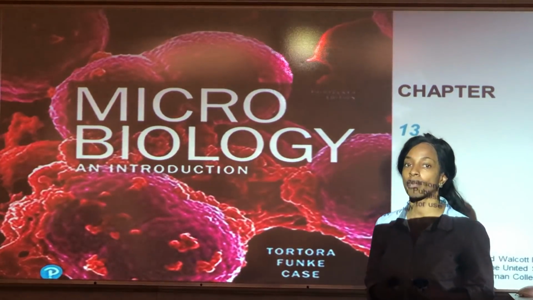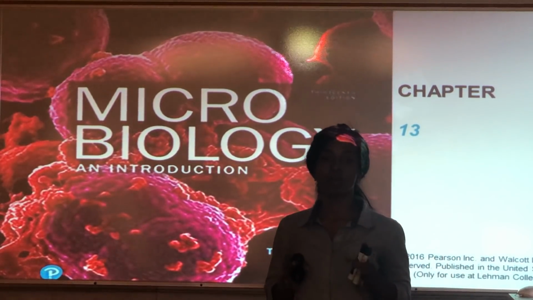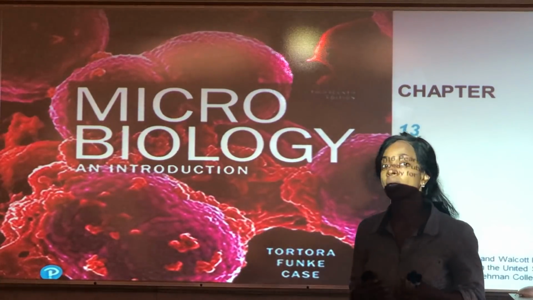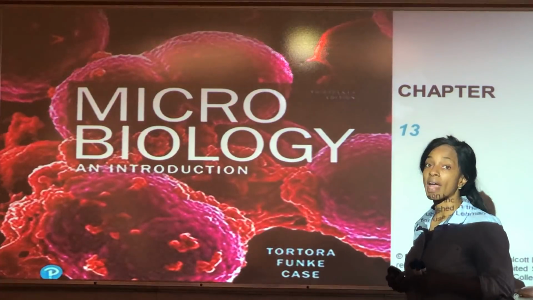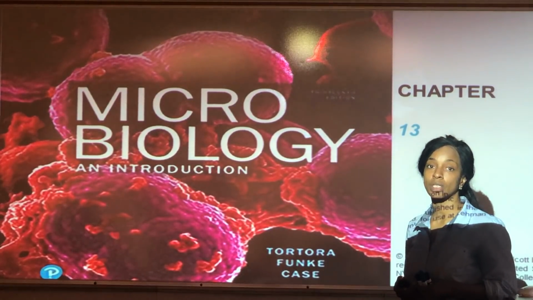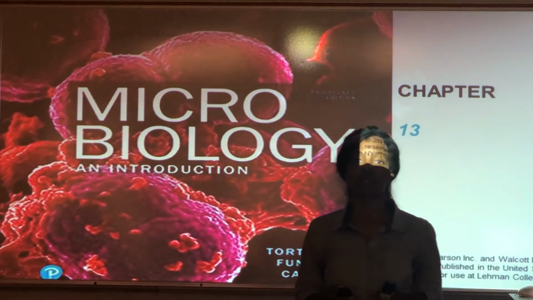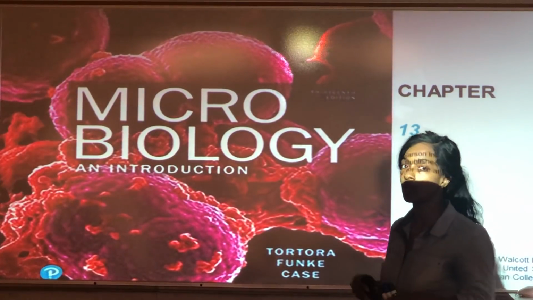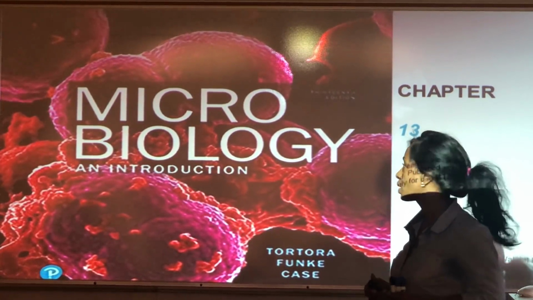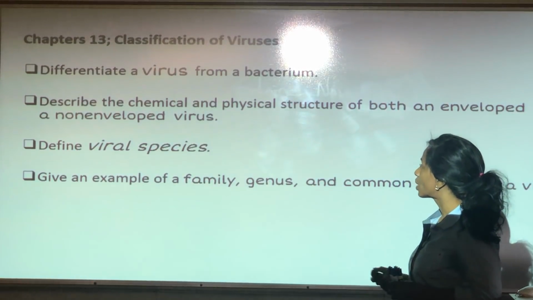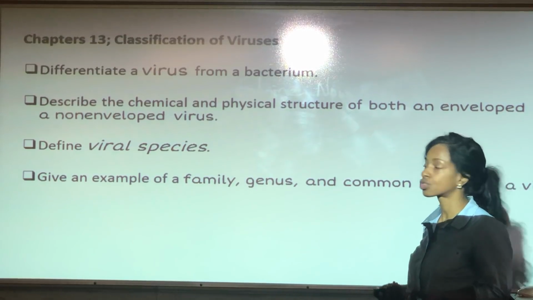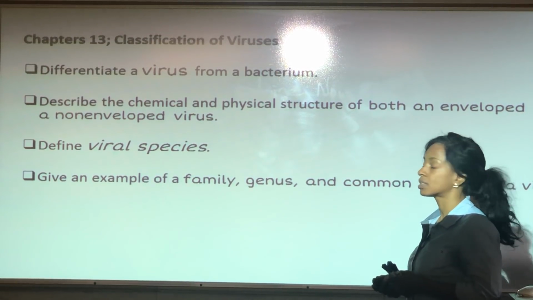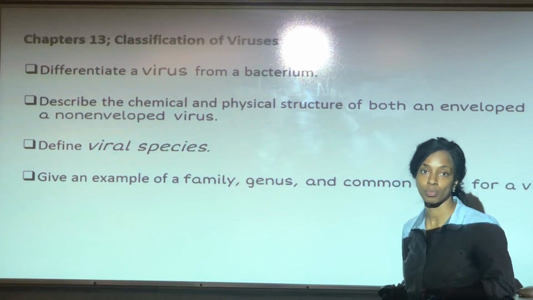In Chapter 13, we talk about viruses. For most of our class, we spent a lot of time talking about cellular organisms, but our viruses in Chapter 13 are acellular, right? So these are not cells, and there's many reasons why viruses are not cells, and we will take a look at that in the beginning portion of our lecture. So we are going to separate viruses from bacteria, talk about their overall structure, and how do we identify them? How do we put them into groups when they are discovered?